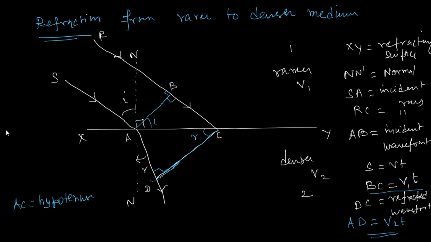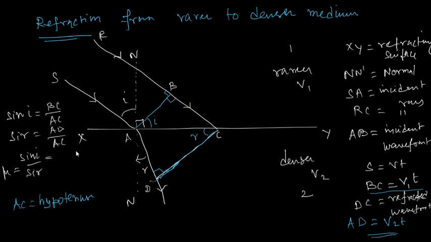Therefore, sin i is equal to BC divided by AC. And what about sin r? Sin r is AD by AC. We already know BC is equal to v1t and AD is equal to v2t. We can substitute in terms of v1t and v2t for BC and AD respectively. Therefore, mu is equal to sin i by sin r.